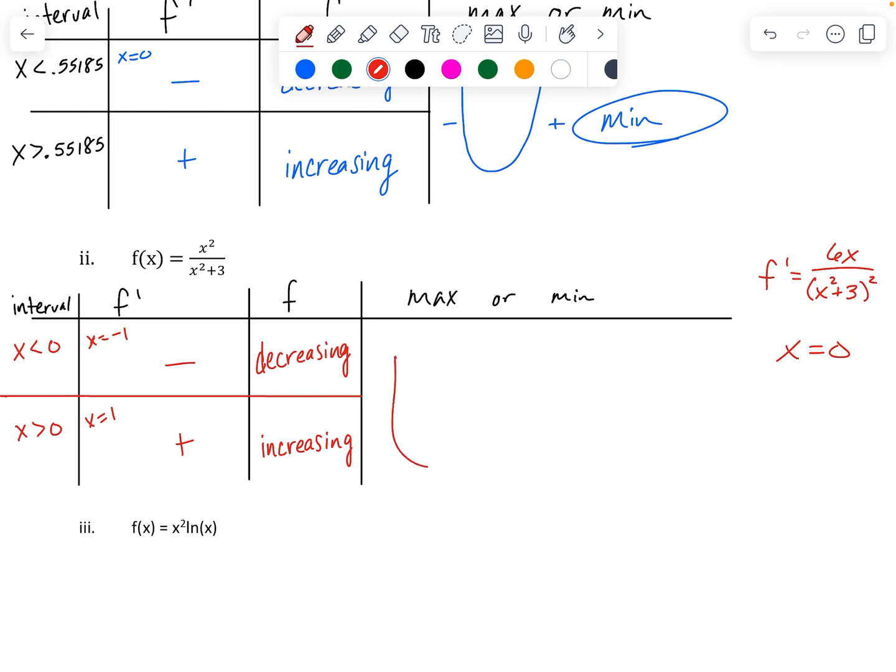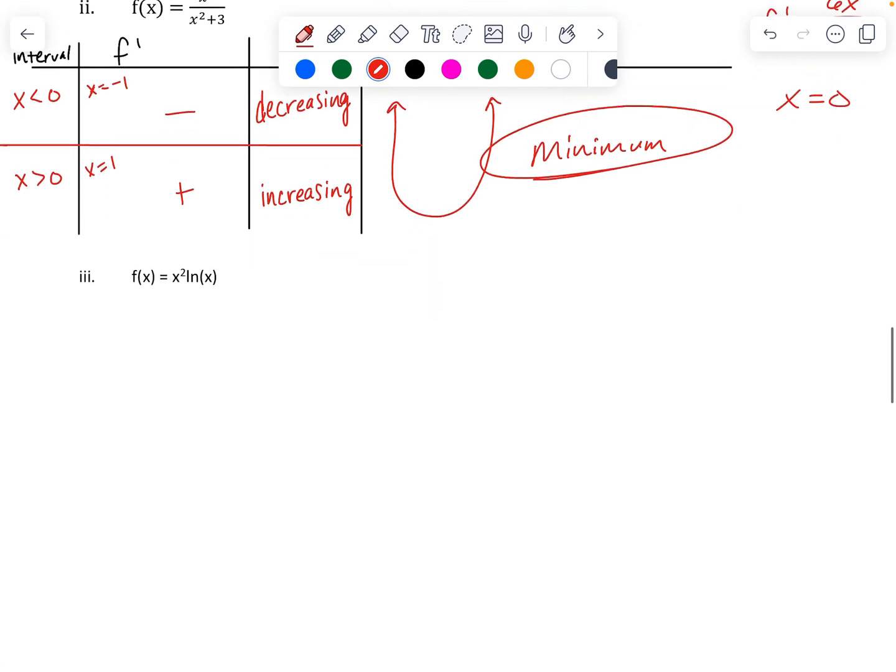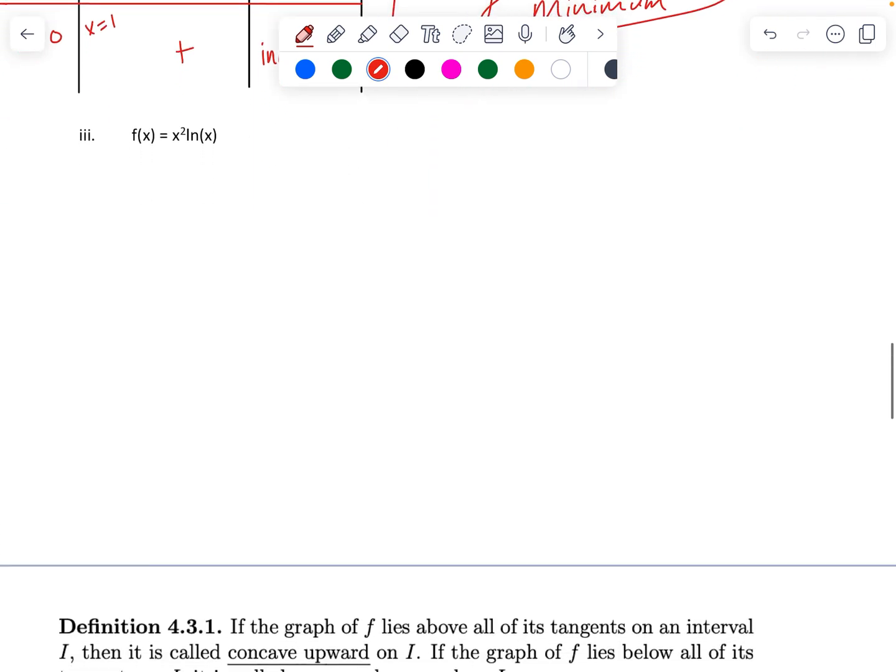So what do I have then? If I went from decreasing to increasing, that means I have a local minimum. All right. Please try 3 on your own, and then check the answer key in the Google Classroom completed notes PDF when you're done.